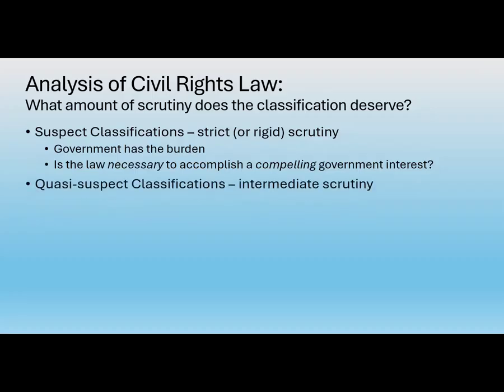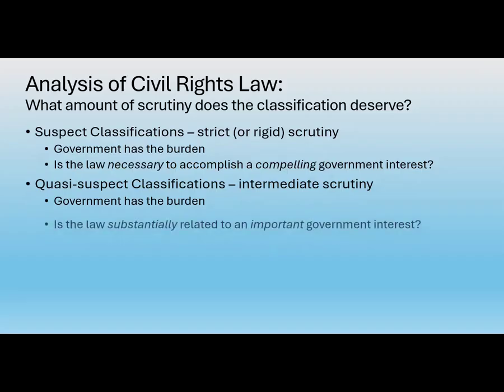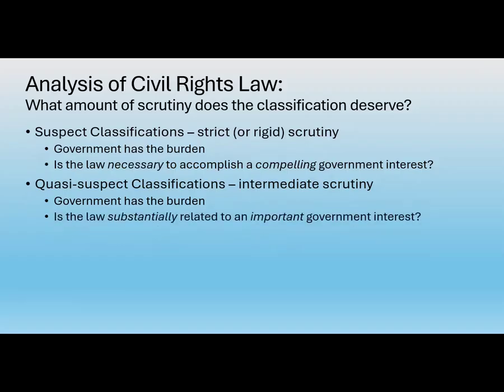Quasi-suspect classifications receive intermediate scrutiny. That is just referring to gender and legitimacy. Intermediate scrutiny also puts the burden of proof and persuasion on the government. The government has to show that their law is substantially related to an important government interest.